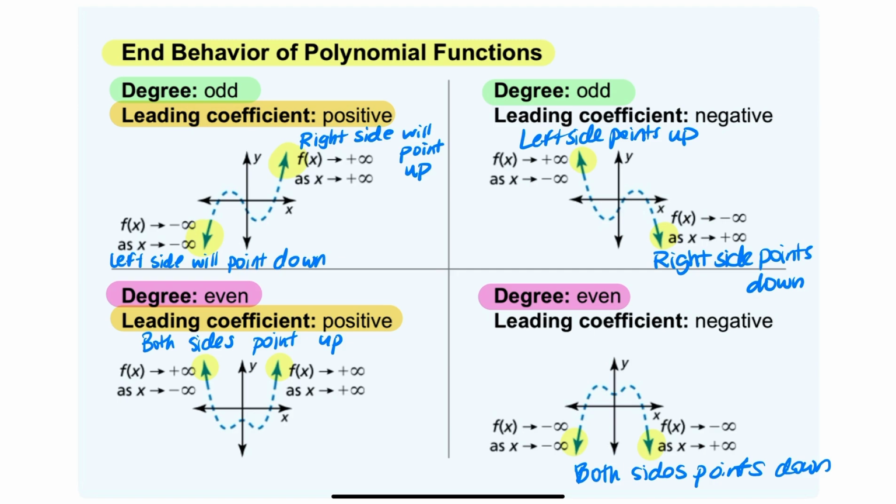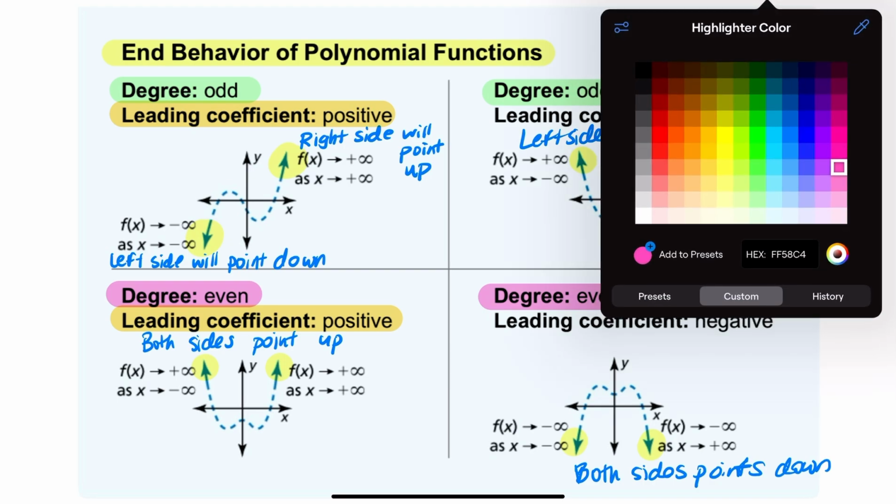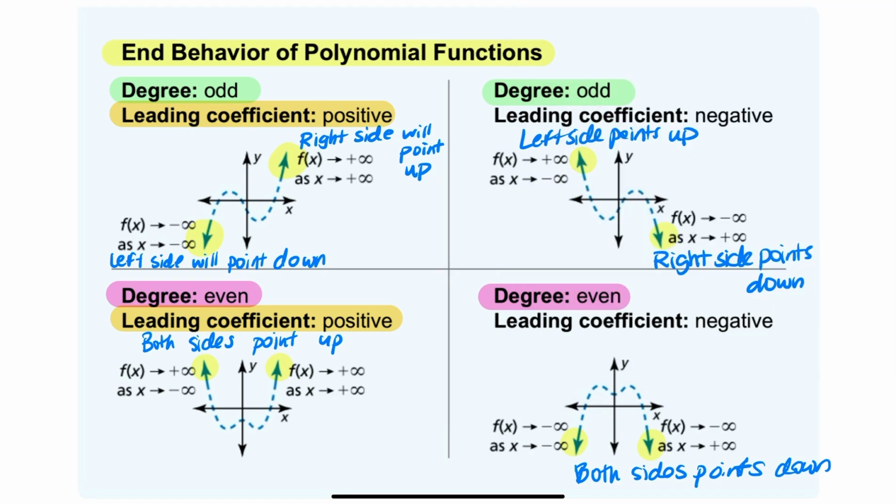Okay. Now, on the right side of this chart, sorry, I'm saying left and right so many times, but on the right side of this chart, you have that the leading coefficient is negative, okay? So what happens with that? Well, if the leading coefficient is negative, then you can see that the right side of the graph will now face down. The end of the graph will now face down.